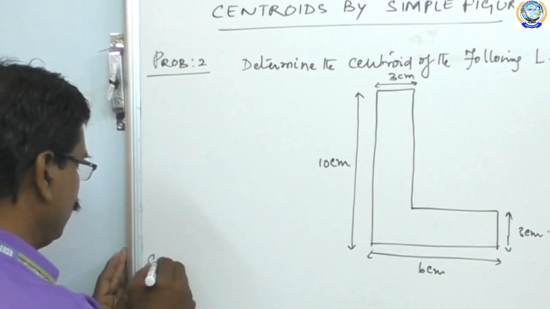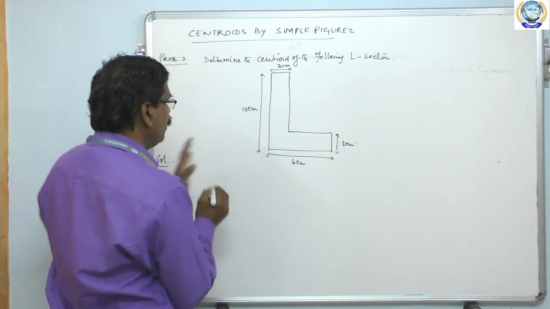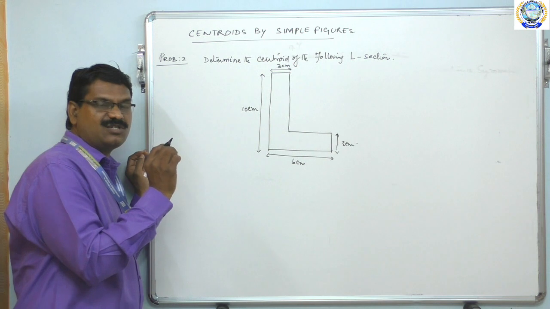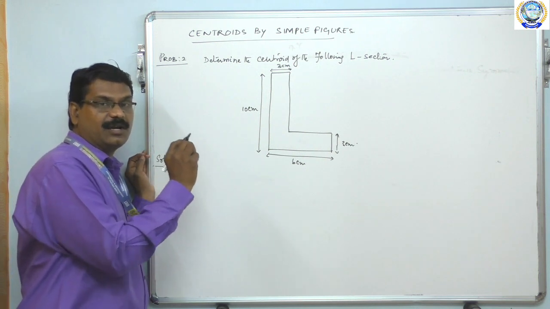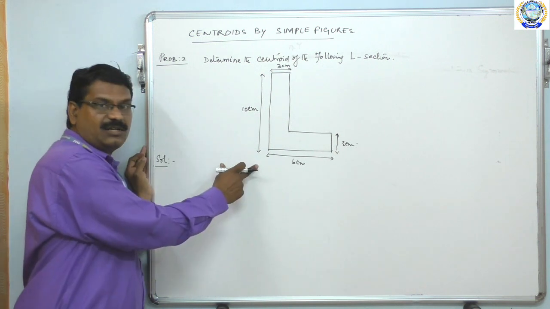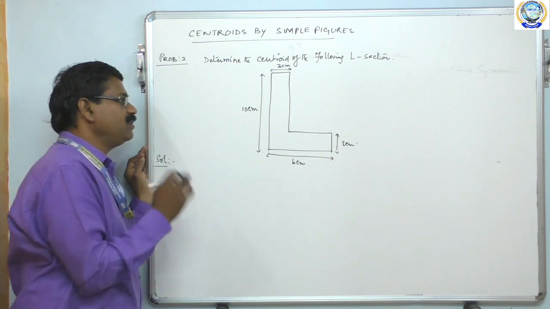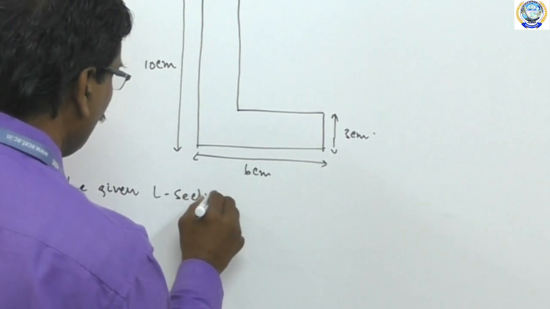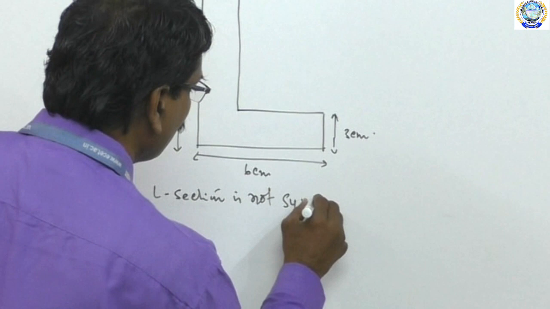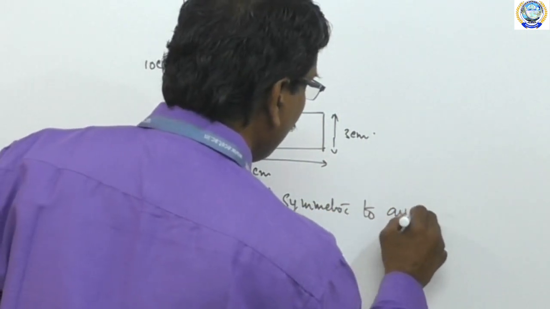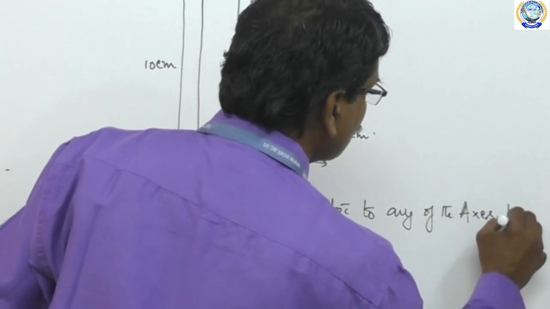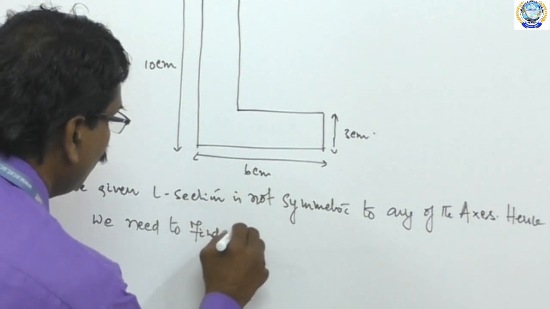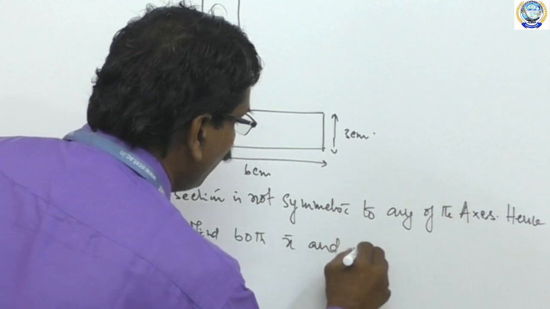Now, solution of this problem. First of all, whether the given T section or the given L section is symmetric to the x-axis or y-axis, we need to find. As I told you in the previous problem, only I section, T section and inverted T section, these three are symmetric to the y-axis, hence x bar coordinate is equal to 0. But for L section, which is not symmetric to any of the axes, we have to write it in the first form. Therefore, the given L section is not symmetric to any of the axes, hence we need to find both x bar and y bar.